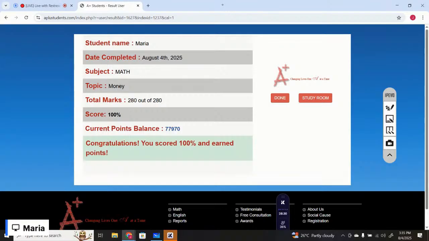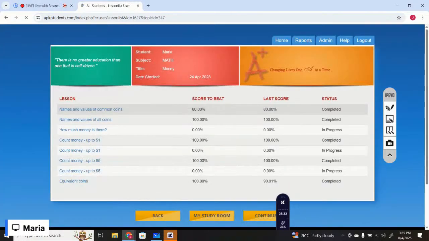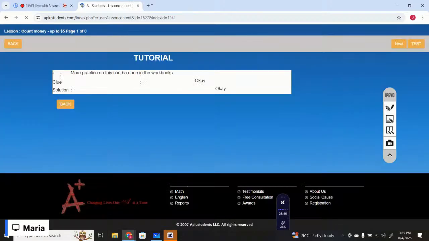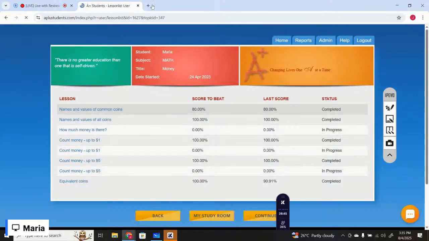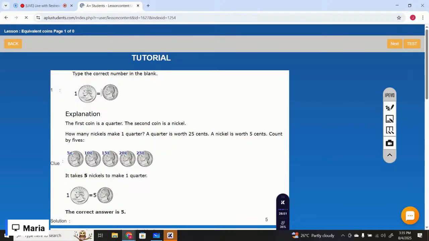Okay, that's great. Okay, we are done with the lesson count money up to $5. I think that we don't have this. Yes, the last one, equivalent coins. Type the correct number in the blank. The first coin is a quarter. The second one is a nickel, right? So the quarter is 25 cents and the nickel is 5 cents.